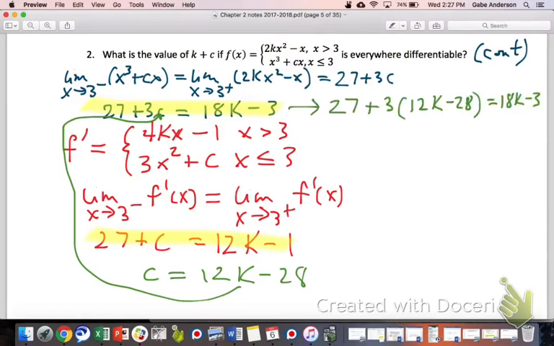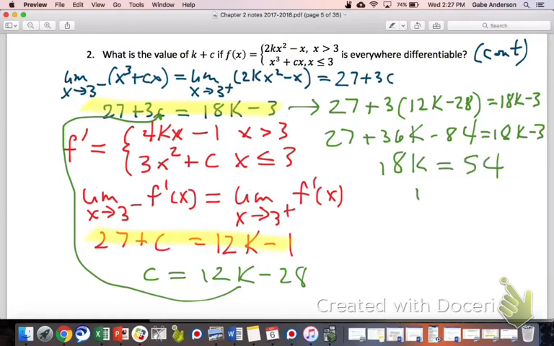Okay, so if you do the substitution, that next step in green on the right there, that's what it should look like. I mean, just did the substitution, that's it. If I distribute the 3, it's 27 plus 36k minus 84 is equal to 18k minus 3. If I start adding my like terms up, I'm going to get 18k over there. That's negative 57, so plus 57 equals 54. So did you guys get k is equal to 3?